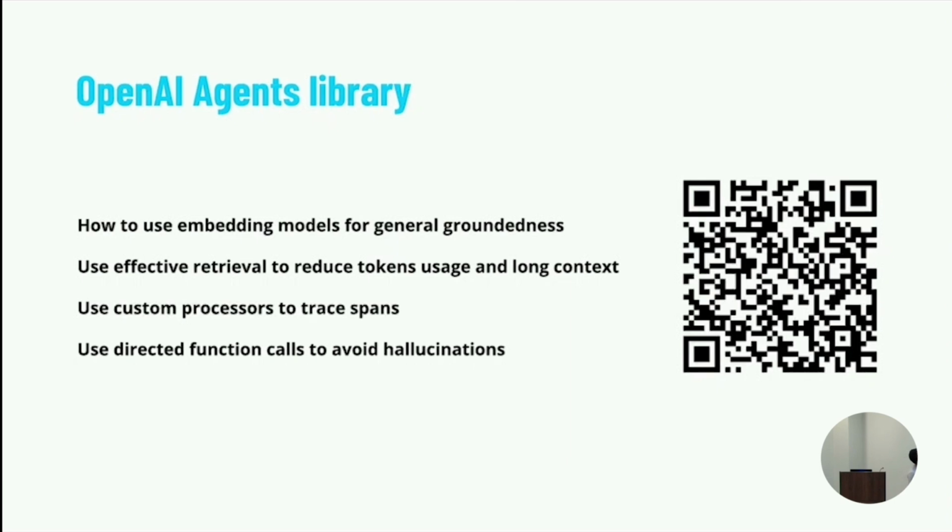Are you using OpenTelemetry or anything internally for tracing? I am using OpenAI agents tracing, which is based on OpenTelemetry. So we are going to see all of this: using embedding models for general groundedness, so that it doesn't deviate away from the plan; effective retrieval to reduce the tokens that you utilize in multi-agentic workflows; custom processors to trace spans, which helps 100% in creating test cases and running QA on your agentic workflow; and directed function calls to avoid hallucinations.